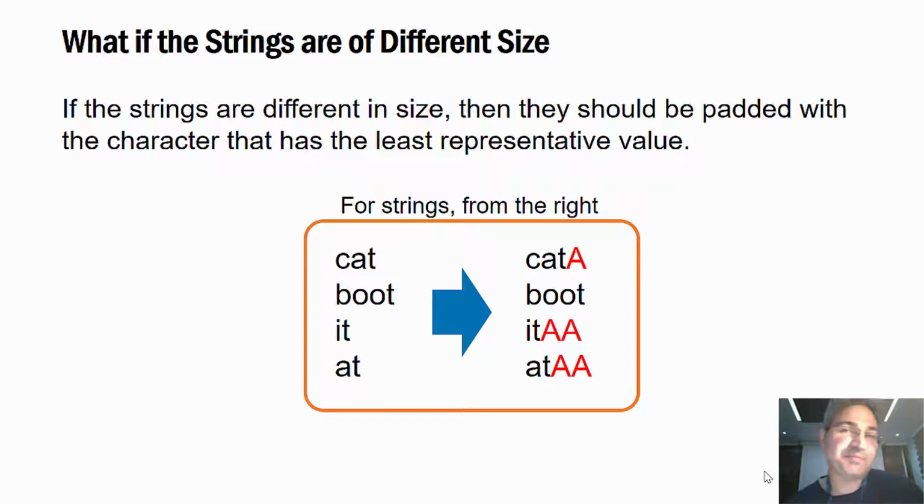What if the strings are of different size? We simply pad them to solve the problem. For example, we have got cat and boot, which have different sizes. I add a letter at the end with the least value. Let's say capital A has got the least value, and even lower letter a is more valuable, is greater than capital A. Then after doing this, I'm okay to run the Radix algorithm.